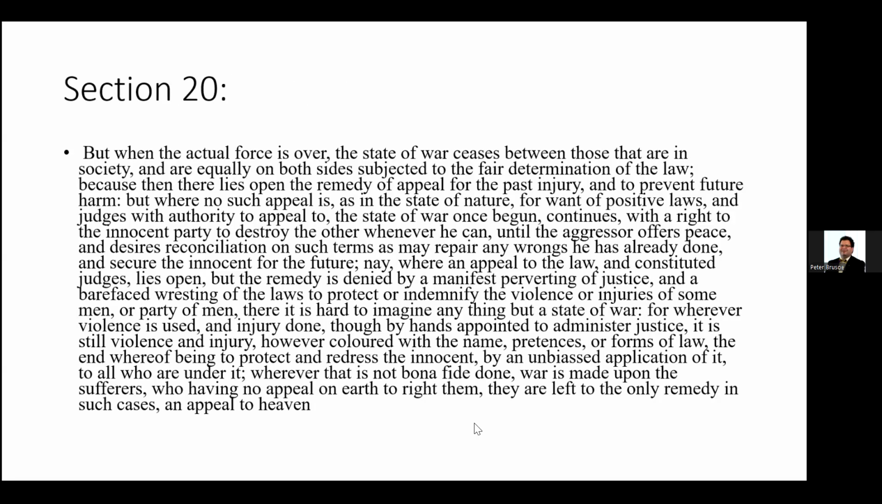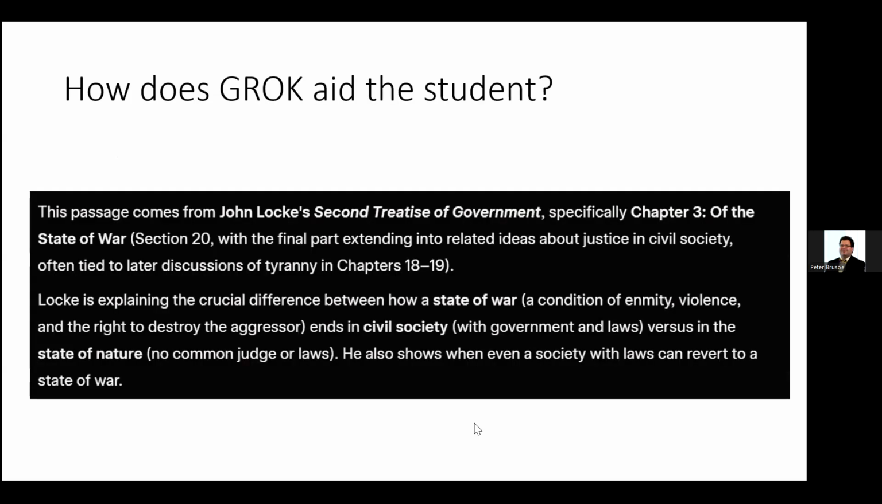This is the actual text, but when the actual force is over. And so it's a whole bunch of text that's very challenging to read, right? Even for us as faculty, sometimes it takes us 2 or 3 different readings of it, but they're able to go through and see where you're able to extract those core ideas.